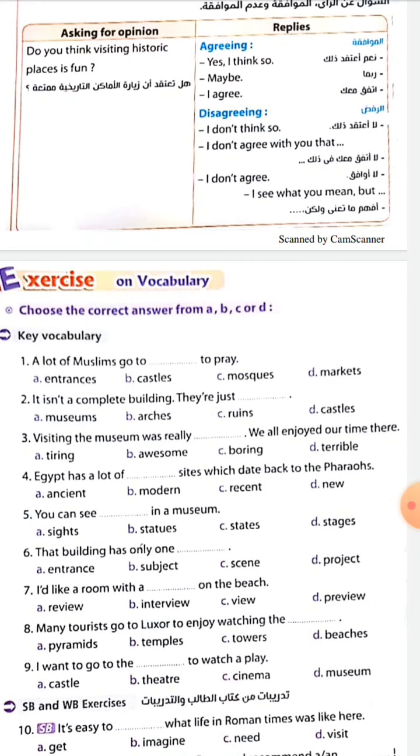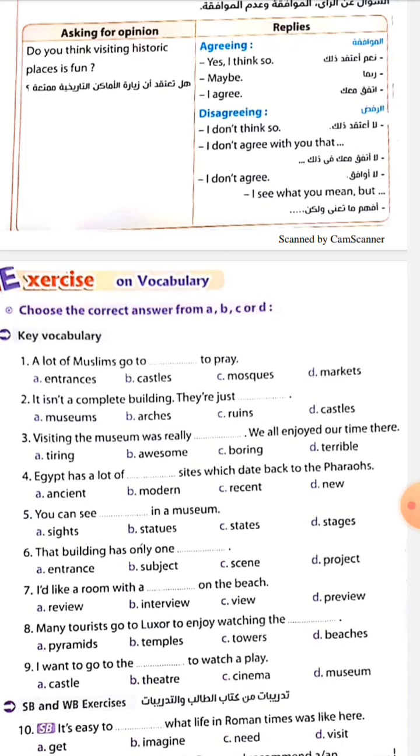A lot of Muslims go to pray. Pray means يصلي. A lot of Muslims go to mosques, يعني مساجد. It isn't a complete building. They are just... طبعا بيقول لي دوت مش مكان كامل أو مش مبنى كامل. احنا قلنا الحطام اسمه ruins، يبقى they are just ruins.